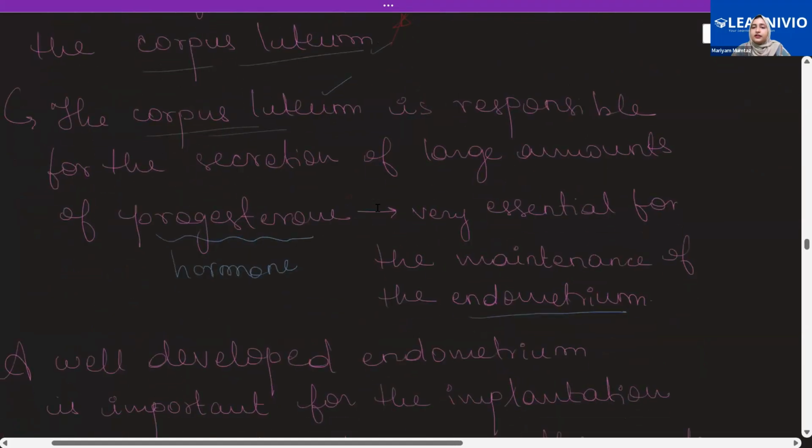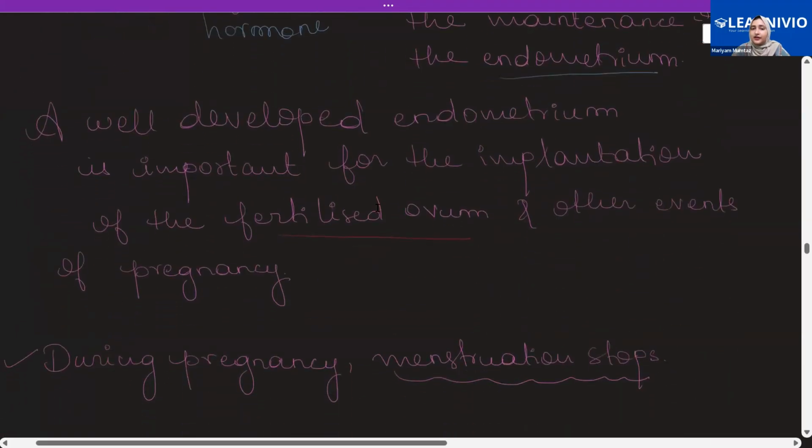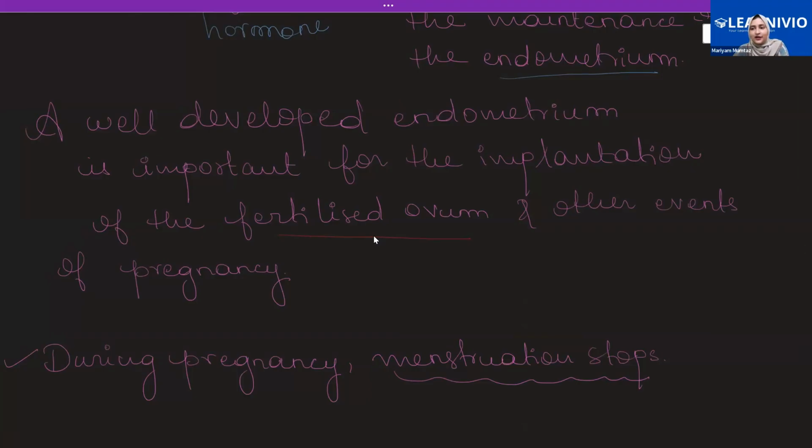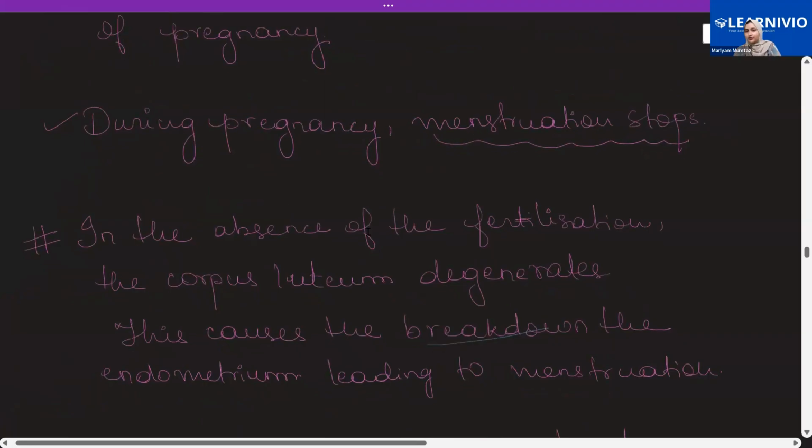So this progesterone is very essential for the maintenance of the endometrium. A well-developed endometrium is very important because the fertilized ovum or the zygote is going to attach to the endometrium. If the endometrium is not formed well, then where would it attach? That is why during pregnancy the menstruation stops and the endometrial lining does not shed off.